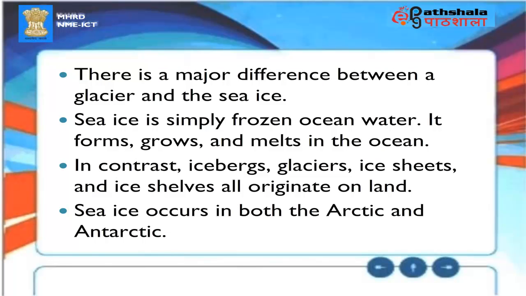There is a major difference between a glacier and the sea ice. Sea ice is simply frozen ocean water. It forms, grows, and melts in the ocean. In contrast, icebergs, glaciers, ice sheets, and ice shelves all originate on land. Sea ice occurs in both the Arctic and Antarctic.